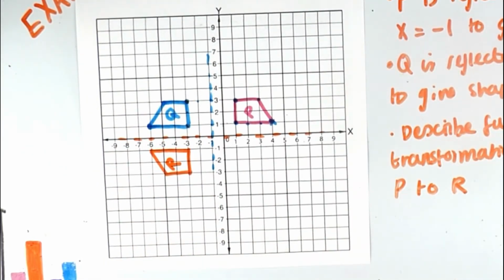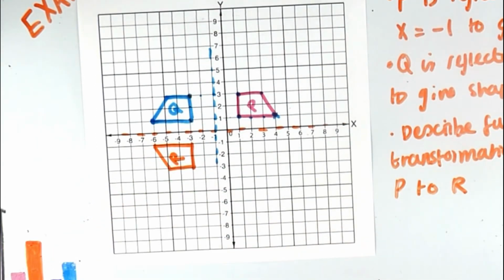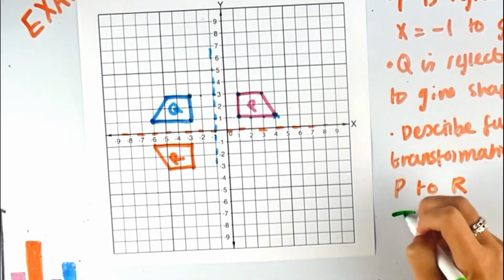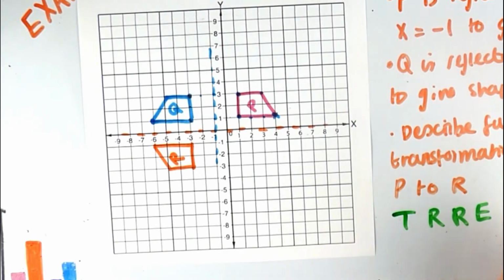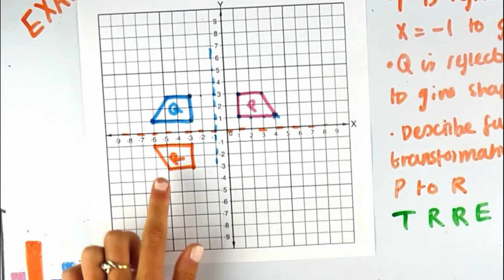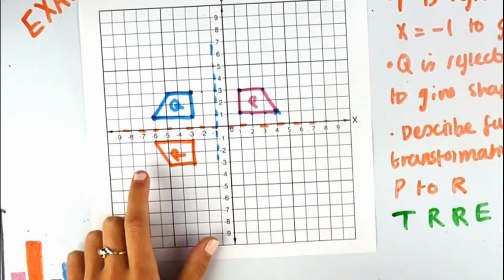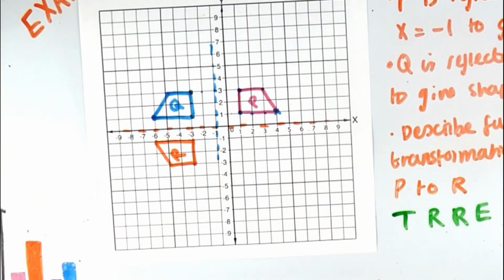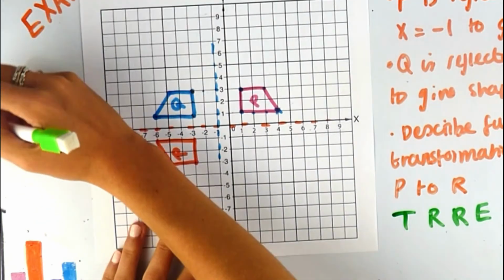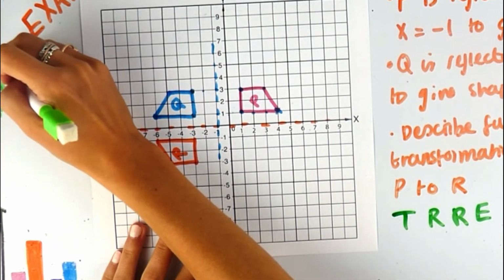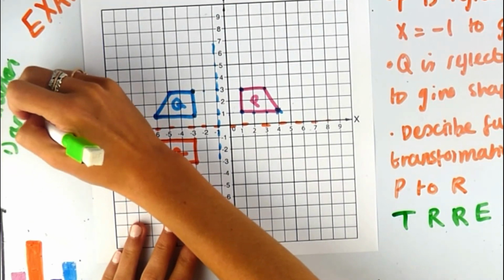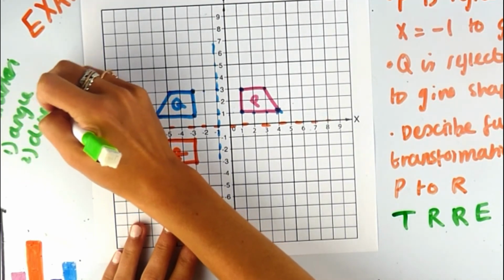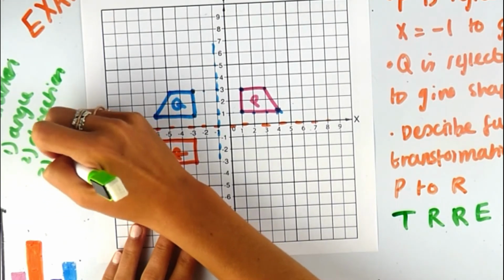Describe fully the single transformation that maps P to R. Okay, so we're going from that one to that one in one step instead of 2. So we have options T, R, R, or E. It's not an enlargement because it's not growing or shrinking. It's not a translation because it's rotated, so it can't just be a shuffle. Reflections we've done, but that was in 2 steps, so we know it's rotation. But we need to know the angle, the direction, and the centre.